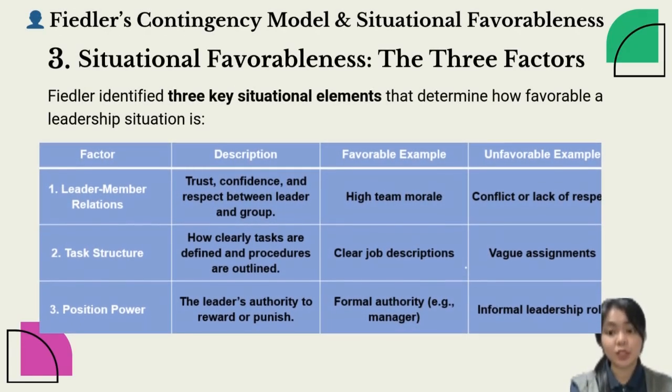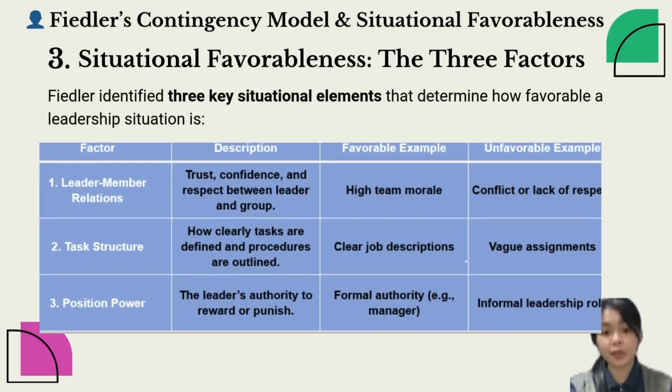So, situational favorableness has three variables, which determine how much control and influence the leader has. The first one is leader-member relations, the degree of trust, respect, and confidence between the leader and followers. High leader-member relations make a situation favorable, while poor relations decrease favorability.